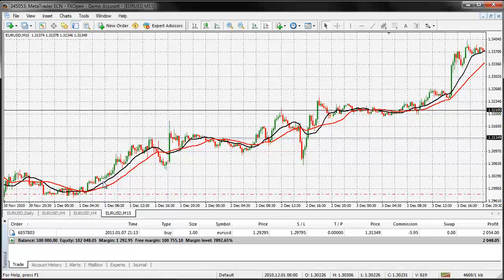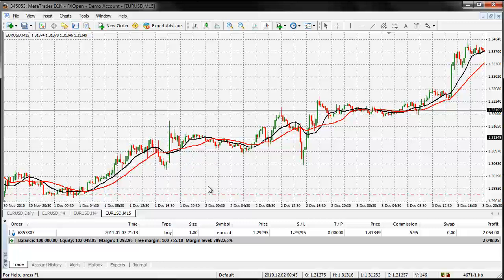So you can see this black one, which is the faster moving average, is the 14 moving average, and we've got this red one, which is the 28 moving average, the slower one. So when the faster one crosses over the slower one, it's time to go long. Okay, and then when it crosses over again, it's time to close that long.